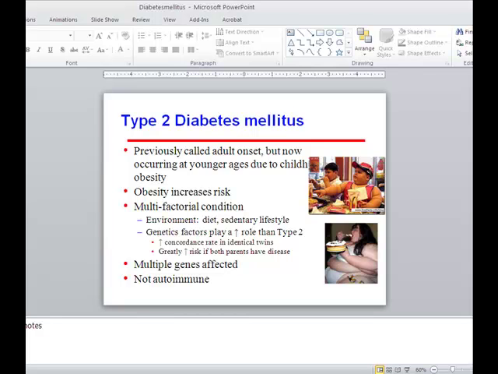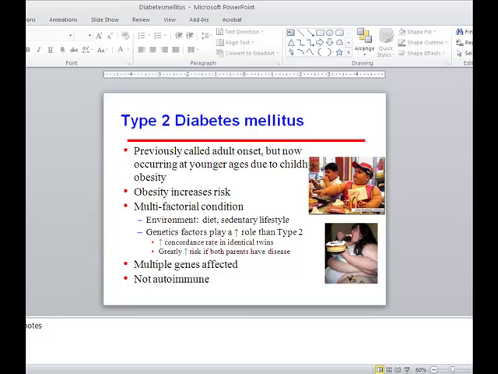Okay? These insulin receptors are naturally insensitive in some inherited conditions. And when it is inherited, there are multiple genes. Okay? But one thing about type 2 diabetes is it's not an autoimmune disease. Okay? Insulin production is normal. The beta cells have the ability to produce insulin.